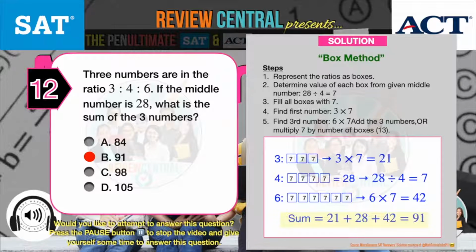The sum of the three numbers should be 21 plus 28 plus 42 equals 91. Or we simply multiply 7 by the total number of boxes, which is 13. 13 times 7 equals 91.